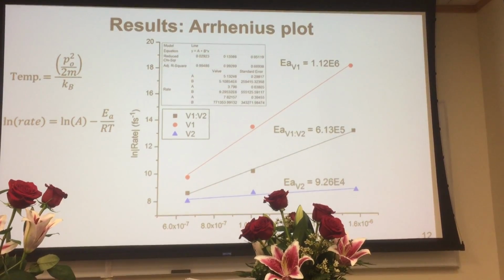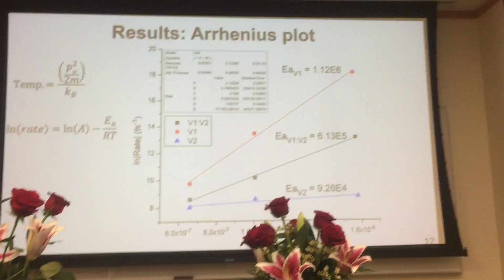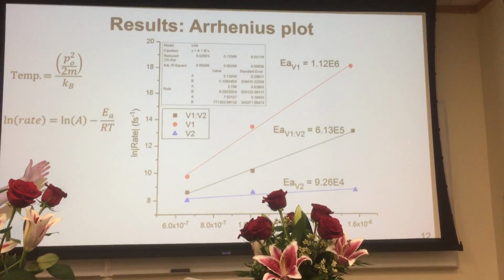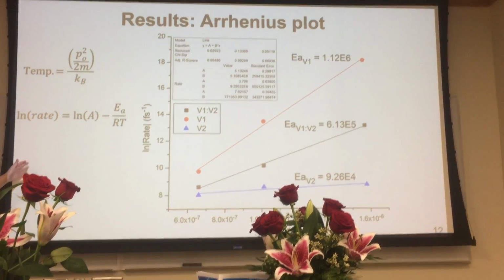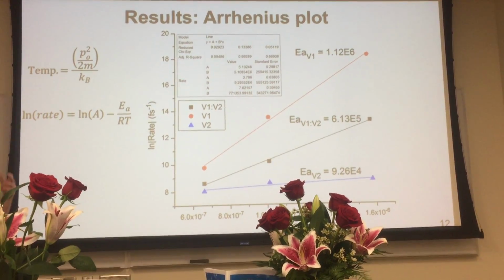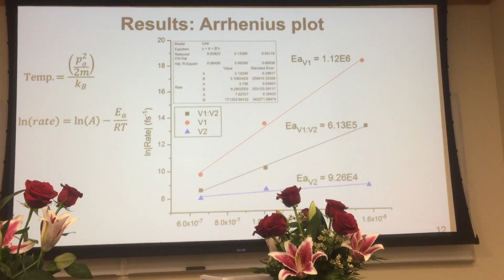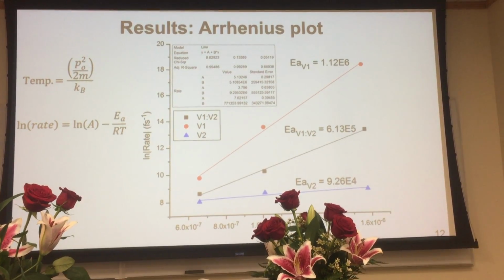What about the activation energies? Right off the bat, this should scream to you that something's wrong. I have positive slopes for my Arrhenius plot. It does not make sense. Well, it's because I had negative rates and I had an inverse correlation between momentum and the rate itself.